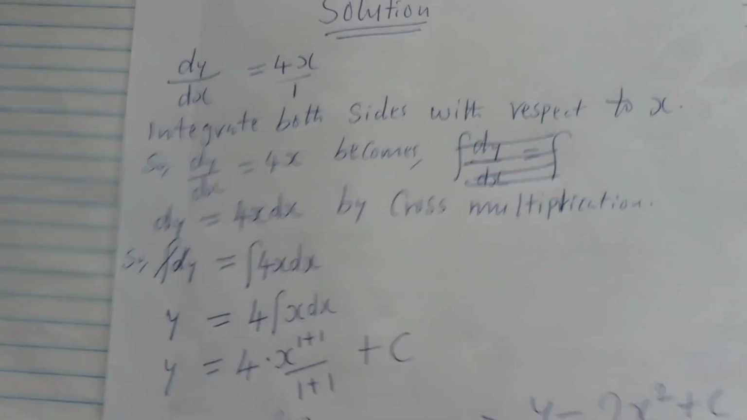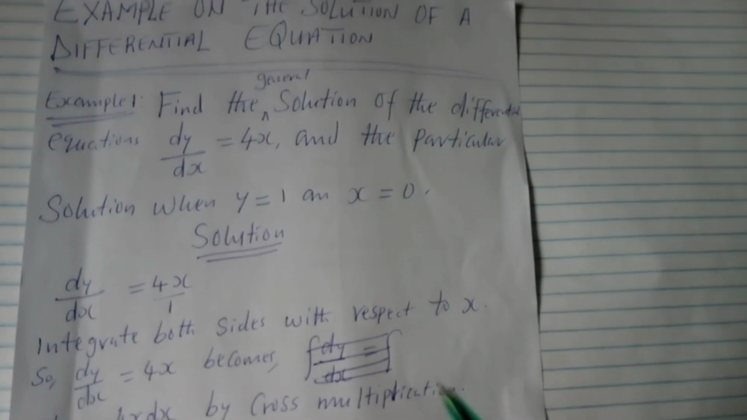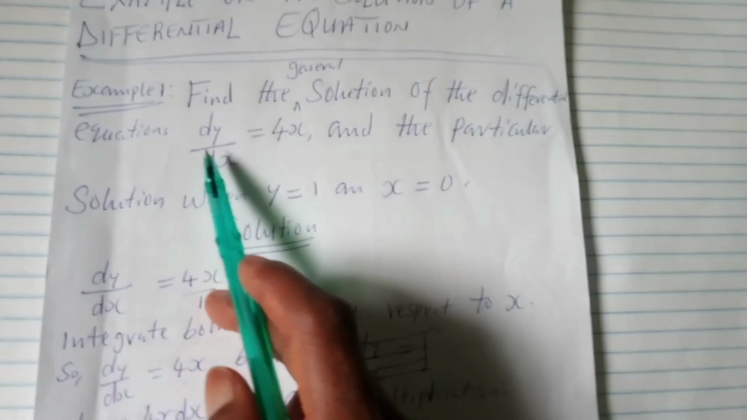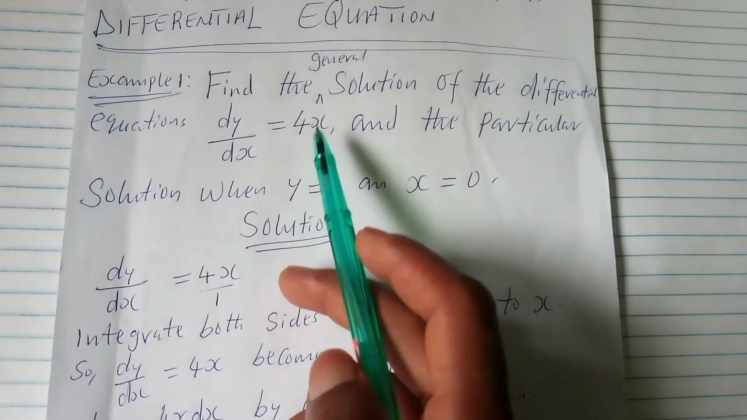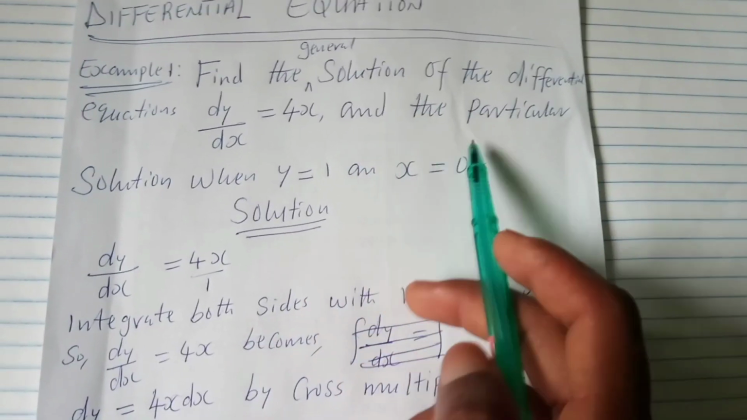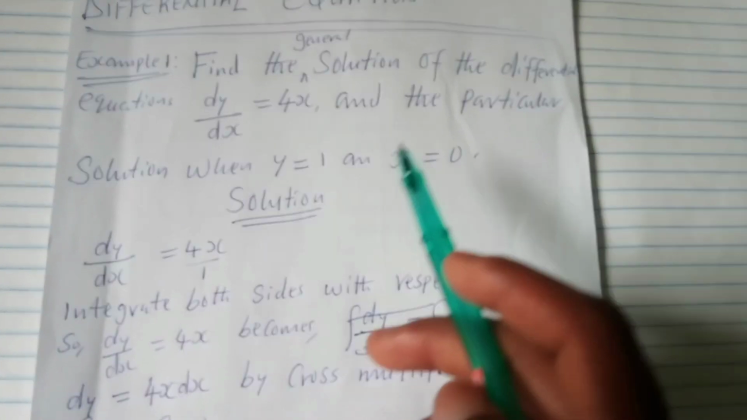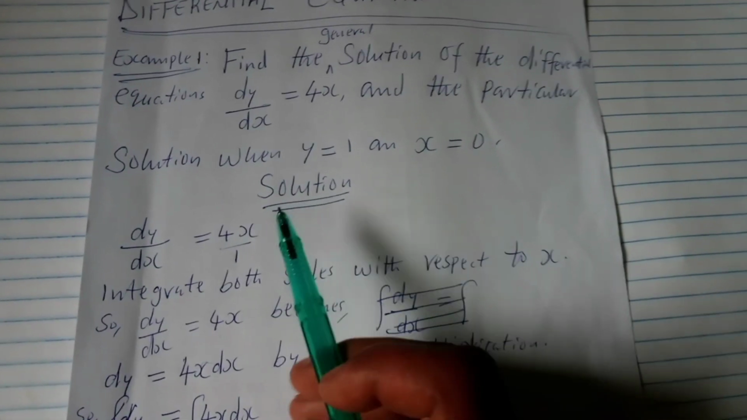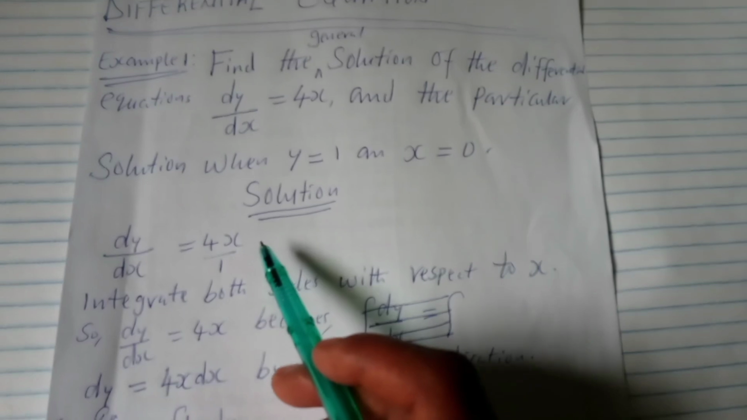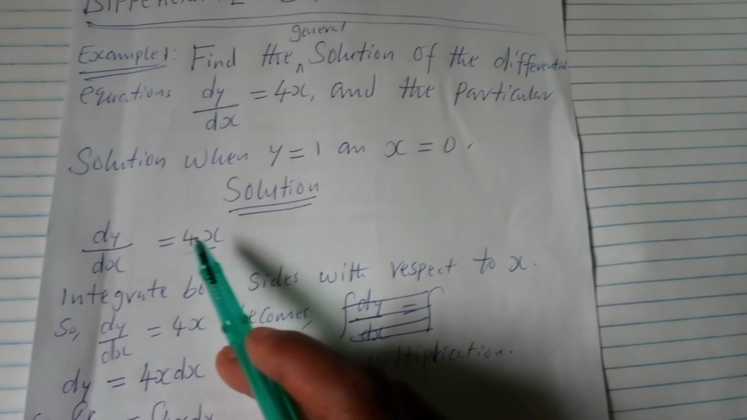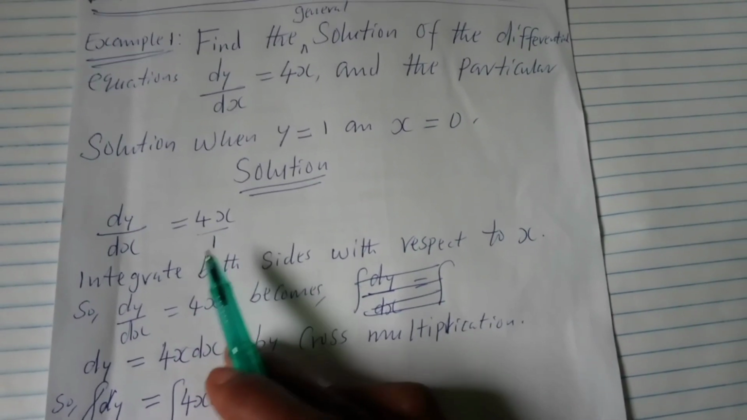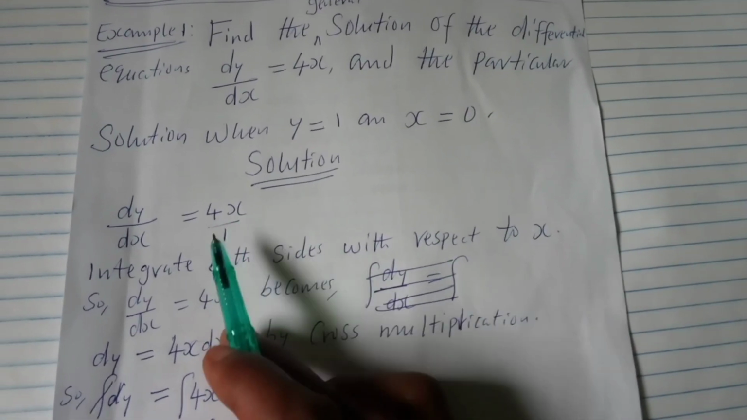The function. Okay. As you look at the example, they say that we should find the general solution of the differential equation dy over dx equals 4x, and the particular solution when y equals 1 and x equals 0. How are we going to solve this question? Number one, you need to understand that dy over dx equals 4x is all over 1. This 4x is also all over 1, because 4x all over 1 is the same thing as 4x. For it to be in a proper fraction form, we divide this 4x all over 1.